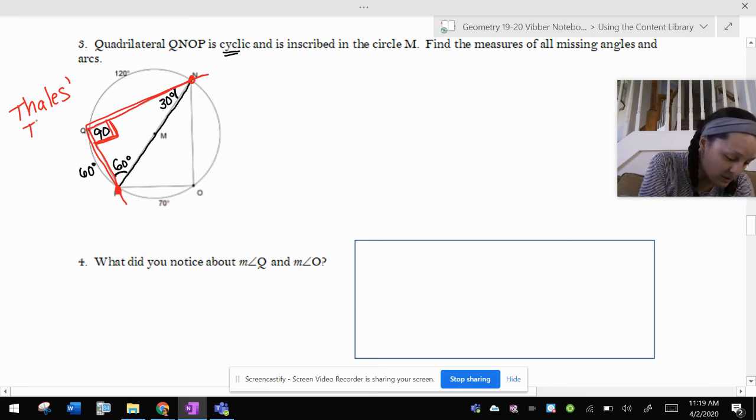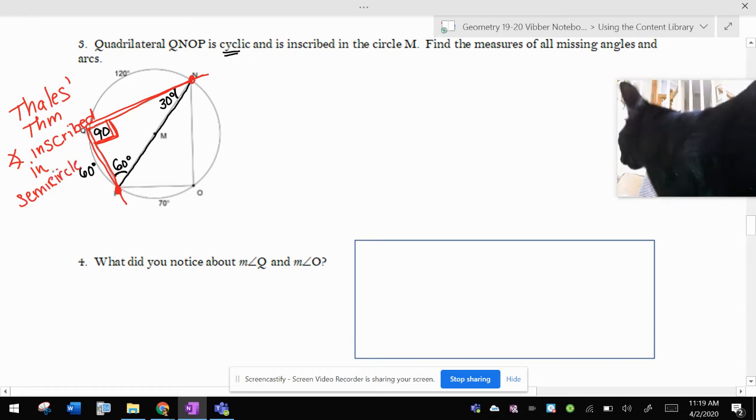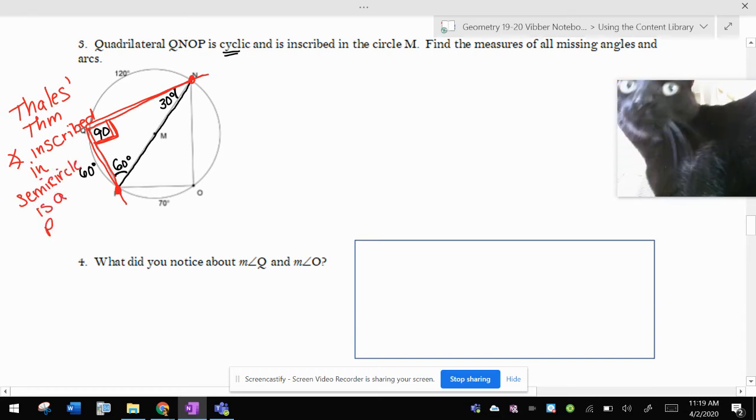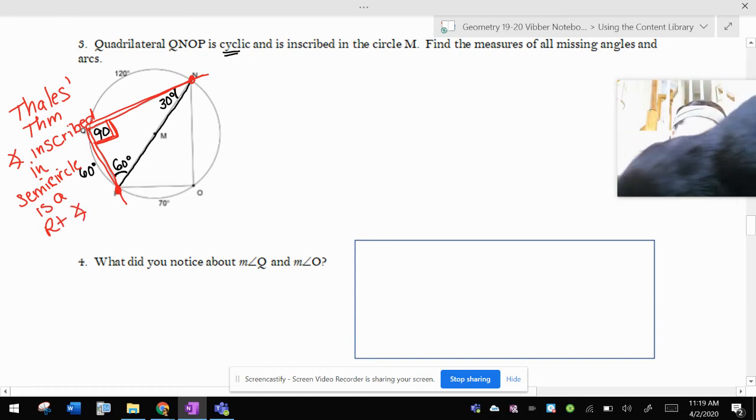So Thales theorem says an angle inscribed in a semicircle is a right angle.